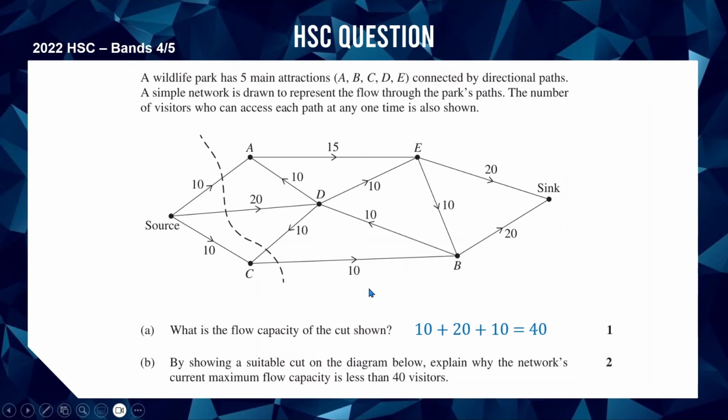Okay, now the question in part B is saying that the maximum flow is less than 40 visitors, and it wants us to find a cut that proves it. So there has to be a maximum flow or a cut capacity of less than 40. So let's see if we can find it. There should be a 35 somewhere, maybe a little bit of trial and error.